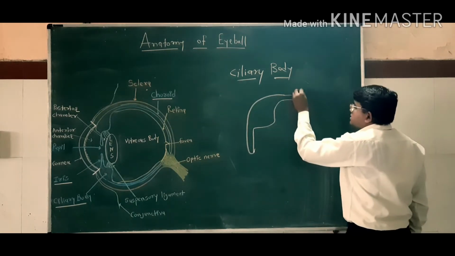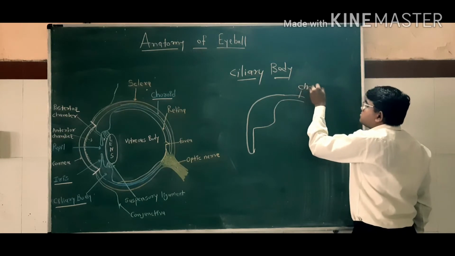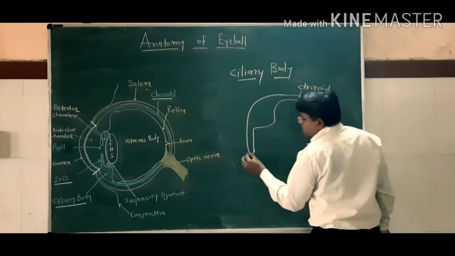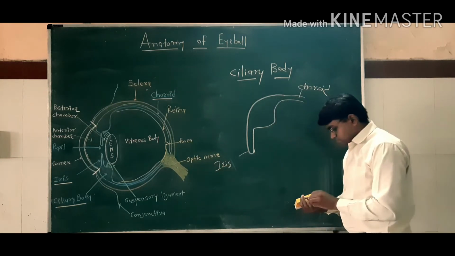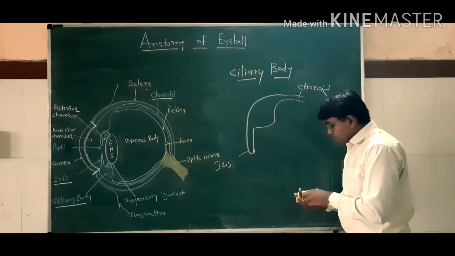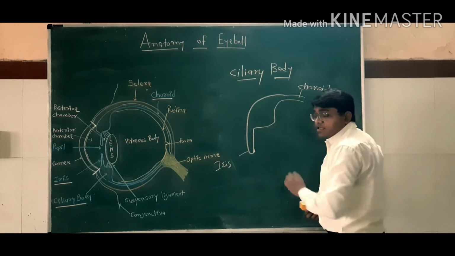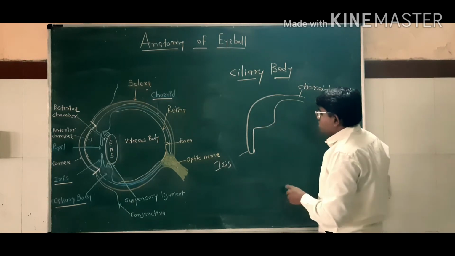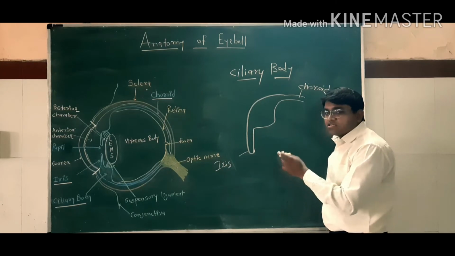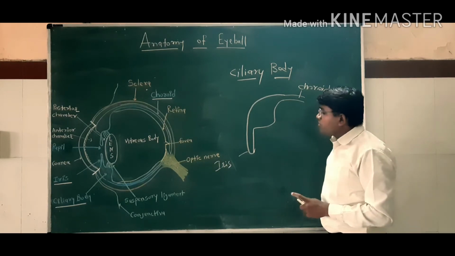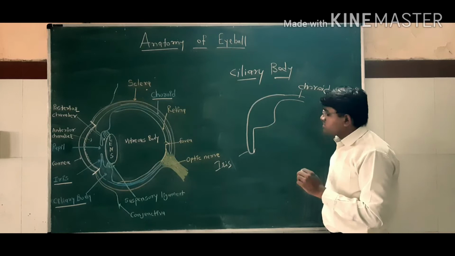Okay, so this is the choroid and this is the iris, and in between that there is the ciliary body. In the cut section, this ciliary body looks triangular. It has two surfaces.